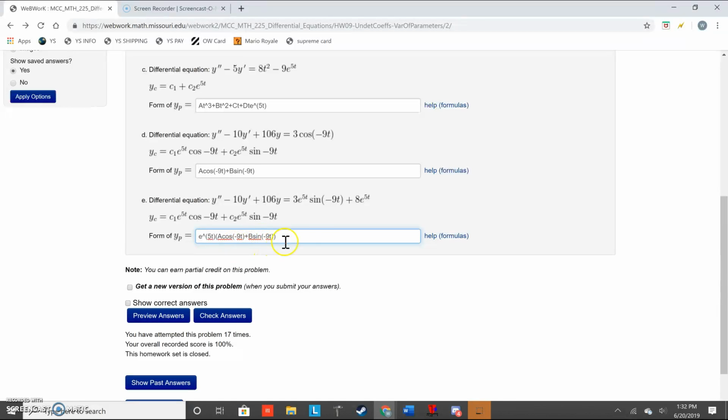After that, let's continue on to 8e to the 5t. So this one's just going to be a c e to the 5t, as we've been doing before. Now let's check. This time we do have the e to the 5t multiplied by the cosine of negative 9t and the e to the 5t multiplied by the sine of negative 9t. So this time we will have to increase the power of these terms. So what we can do is just do a t over here, and that'll distribute into both of the terms. And then this one looks good. We're not going to have to change it. It doesn't cancel out with anything. Now let's see if this is correct.